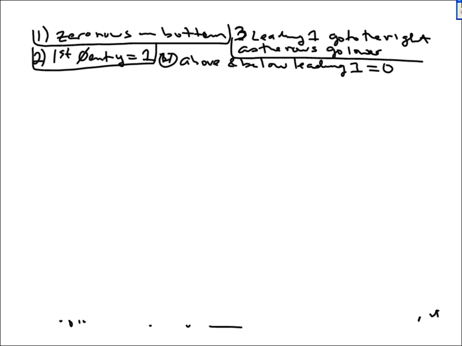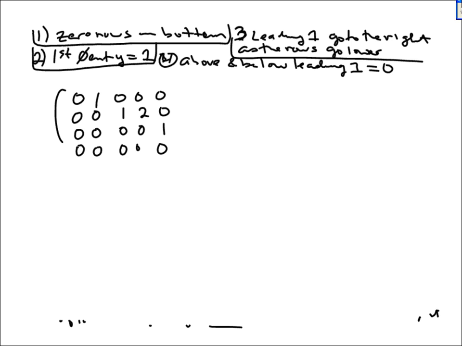Suppose you have this matrix that has 5 columns and say 4 rows: 0, 0, 1, 2, 0, 0, 0, 0, 0, 1, 0, 0, 0, 0, 0. Property 1 says the rows that have nothing but zeros must be on the bottom. Well, that's the only row that has nothing but zeros in this matrix, and it's on the last row. So property 1 has been verified.